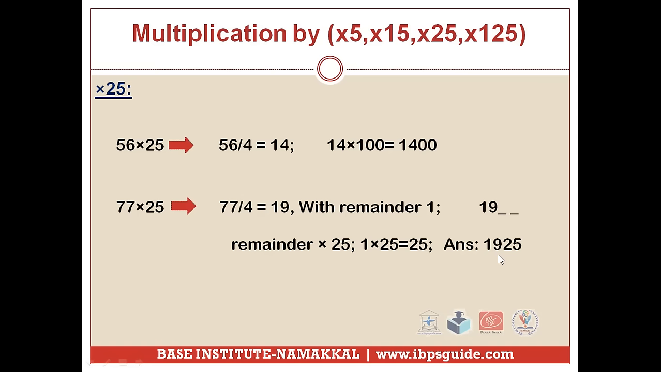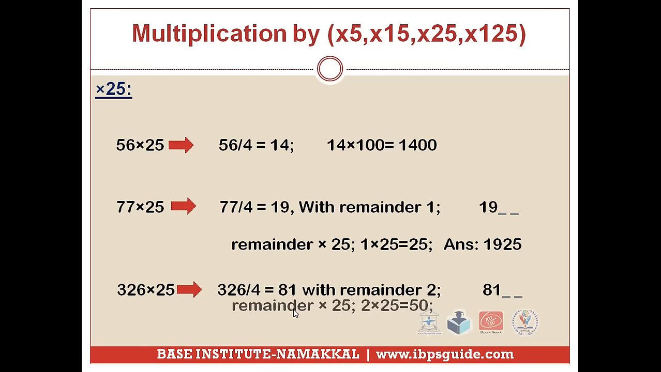For your reference, we can take one more example, multiplication of 326 with 25. While dividing 326 by 4, we get 81 with remainder 2. Here we are getting a remainder, so we place the quotient value 81 first and then multiply the remainder with 25. Here the remainder is 2, so multiplying 2 into 25 we get 50 as the resultant value. So finally, placing the resultant value 50 after the quotient 81, we get the answer 8150. Friends, I hope that you understand this concept.